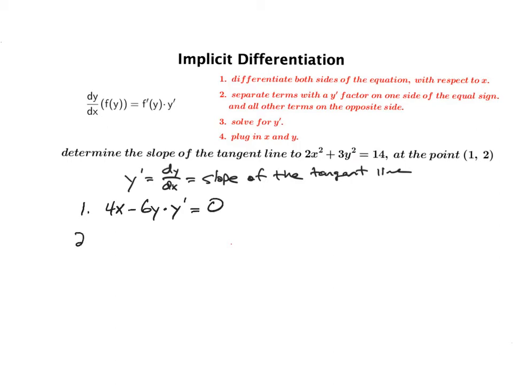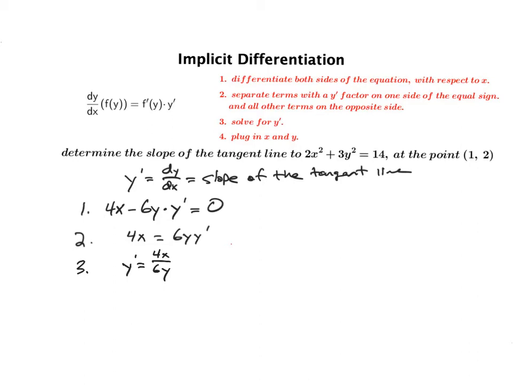Now for step 2. Step 2, we're going to separate our terms. So I'll just add 6y times y prime to both sides. Now for step 3, where we solve for y prime. So y prime is going to be 4x over 6y.